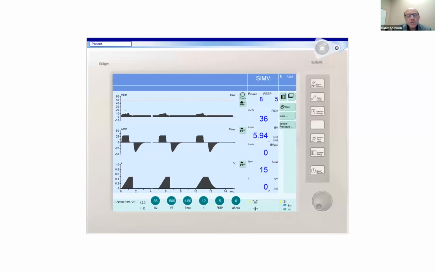And when you see that the pressure dropped like this, that means that the patient started breathing on his own and he participated in the breath to deliver the same tidal volume. Any questions so far?